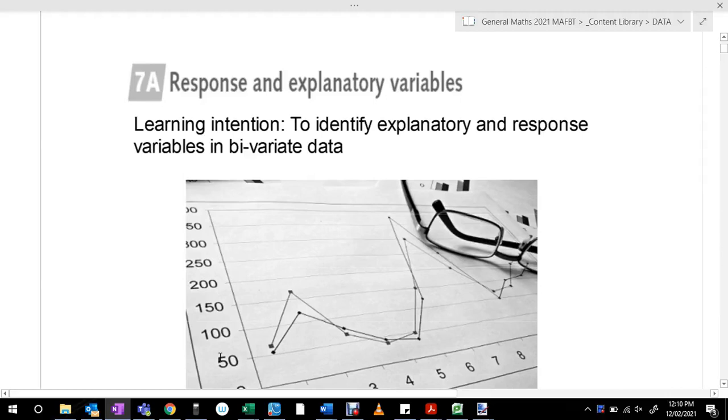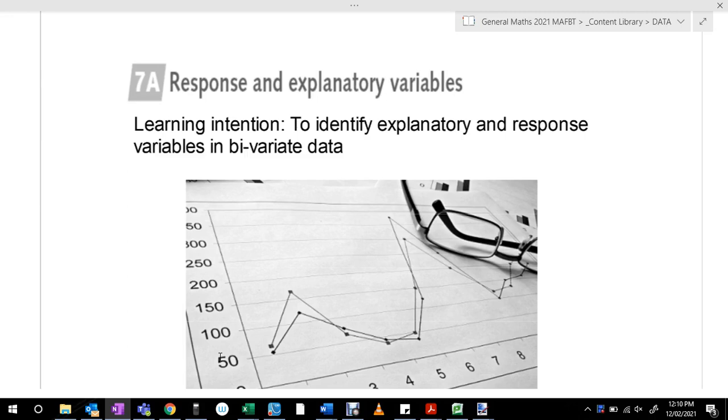So, thank you. Our learning intention today, or what we're trying to aim for, is that we will try to identify what is an explanatory and a response variable when it comes to your bivariate data. So now we're looking at two variables here, explanatory variable and response variable. I would say the words themselves give away what they mean, but at the same time, some kids still need to understand the difference between the two.